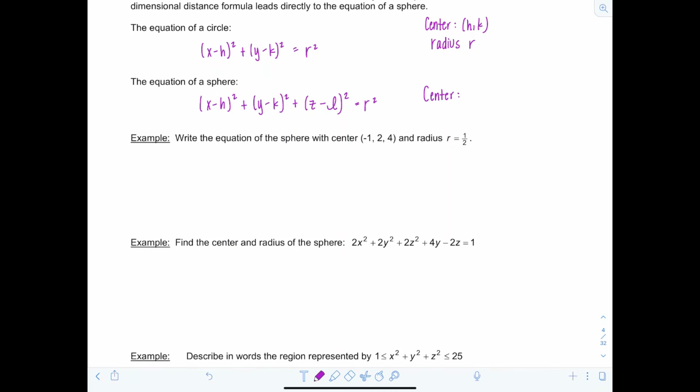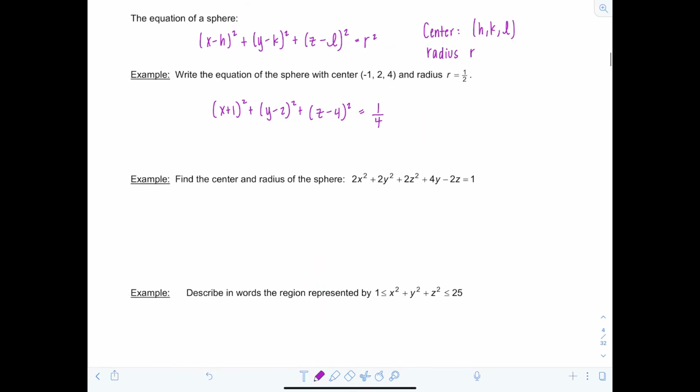And in this case, the center we say is at (h, k, l). All right, and the radius is r. So here, just look at a straightforward example. If you need to write the equation of a sphere with center (−1, 2, 4) and the radius is 1/2, it would be (x + 1)² + (y − 2)² + (z − 4)² = (1/2)², which is 1/4. All right, very nice.